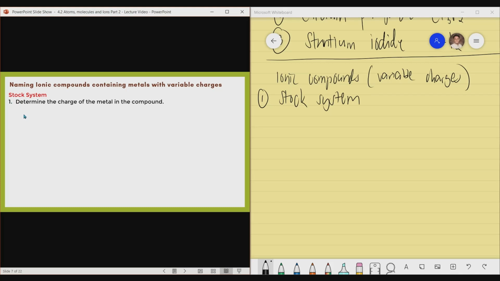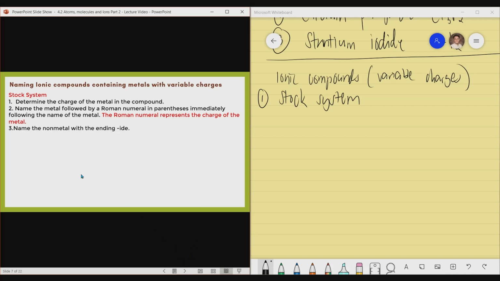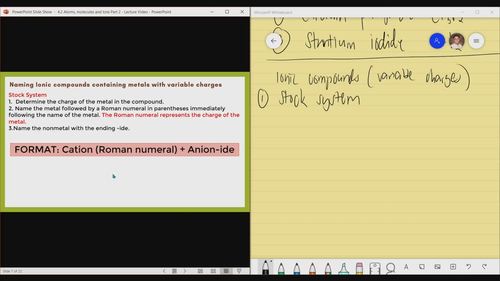The first step is that we need to determine the charge of the metal in the compound. We need to identify what charge the metal holds. Your first element in the name: name the metal followed by a Roman numeral in parentheses immediately following the name of the metal. The Roman numeral represents the charge of the metal. Name the nonmetal with the ending IDE. So in short, we can have the following format.